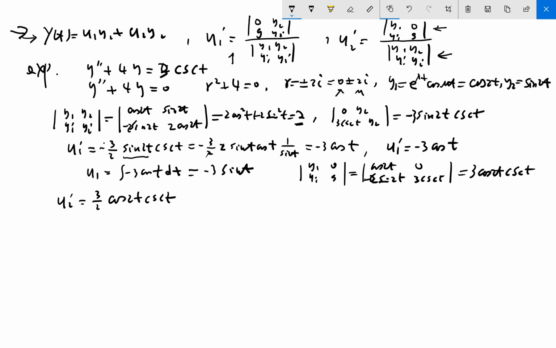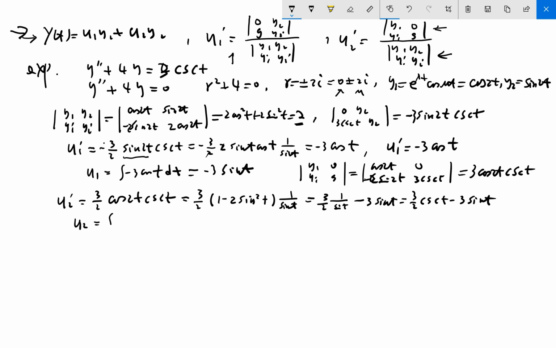Okay. So next thing we need to do is integrate this. Before we do that, let's simplify it. Cosine 2t, use the trigonometric identity, gives you 1 minus 2 sine squared t. Cosecant t is 1 over sine t. So this gives us 3 over 2 times 1 times cosecant t, then minus, this 2 cancels with that, minus 3. Sine squared t cancels with sine t, giving you sine t. So this can be written as 3 over 2 cosecant t minus 3 sine t. So this is u2 prime.